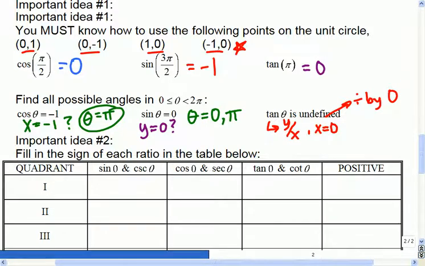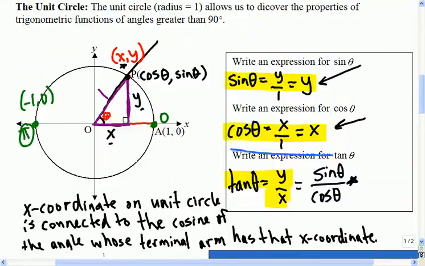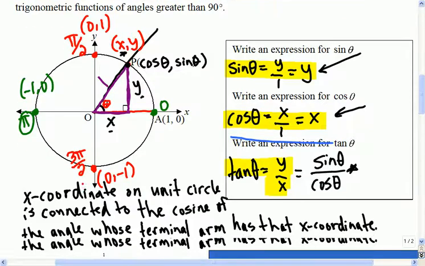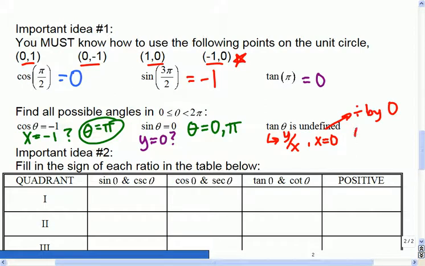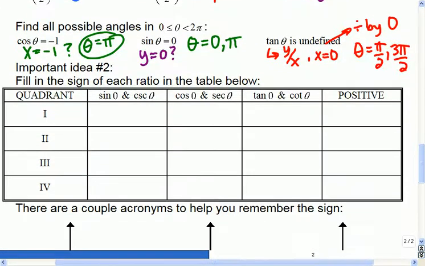So if we go back up, where is x equal to 0? Well, here's a point right here. This is the point (0, 1). And here's a point right here, (0, -1). These are the angles pi over 2 and 3 pi over 2. So there are two possible answers where tangent is undefined: pi over 2 and 3 pi over 2. Okay. Clear as mud? Getting better? It's just a goofy expression.